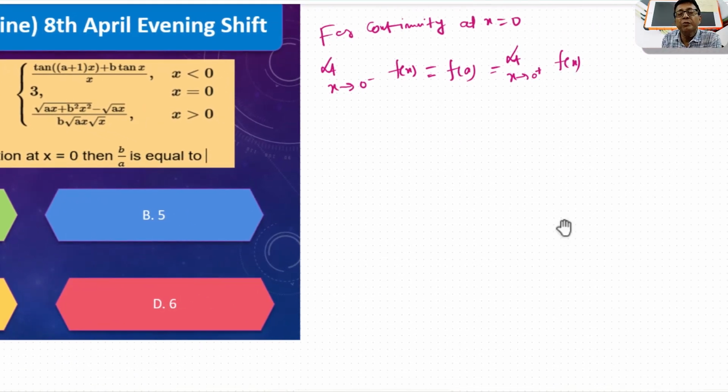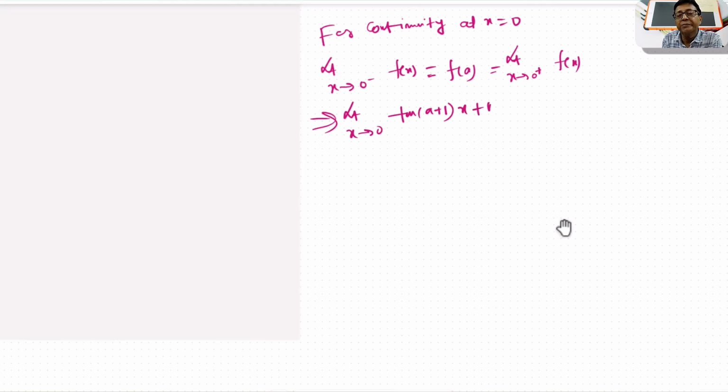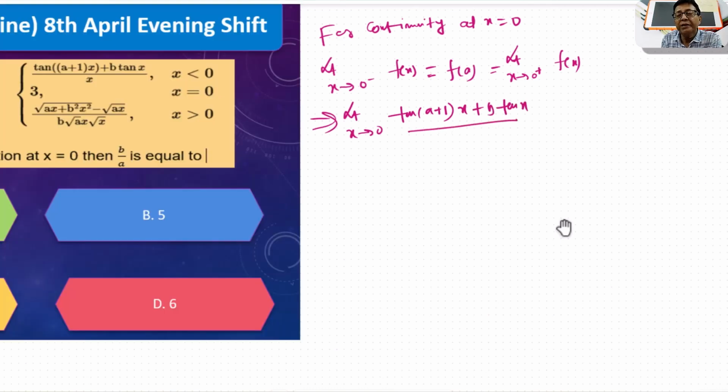Now you will be putting the value for different parts here. First one, limit x tending to 0 minus is this part, tan(a+1)x plus b tan x by x. f(0) they have given, equal to the limit (ax + b²x²) minus root ax, by x into root x. I am writing the same format.